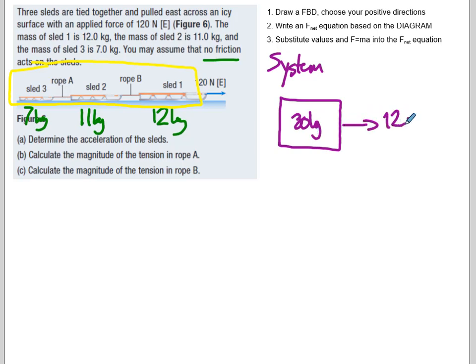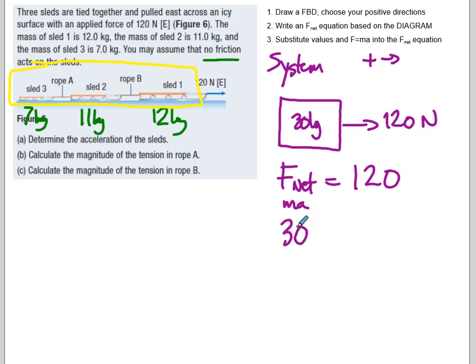I have 120 newtons pulling to the right, and there is no friction, so I don't have to introduce that vector onto my free body diagram. If I write my F net statement, and I'm going to say positive is to the right, F net equals the 120 newtons, because that's the only force. If we replace F net with MA, then we have 30 times A equals 120, and I get an acceleration of 4 meters per second squared.